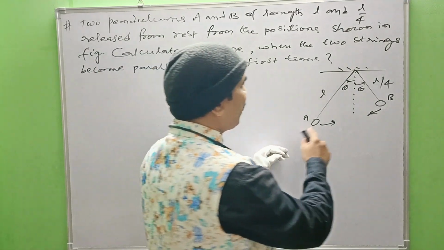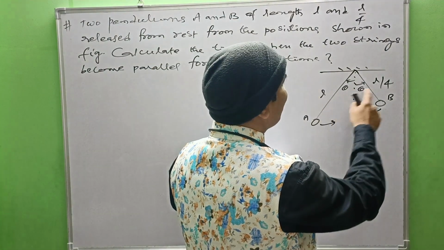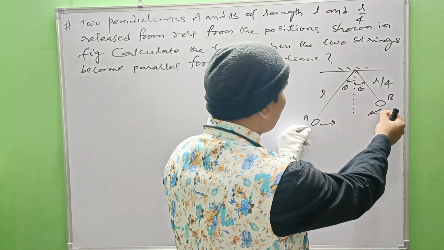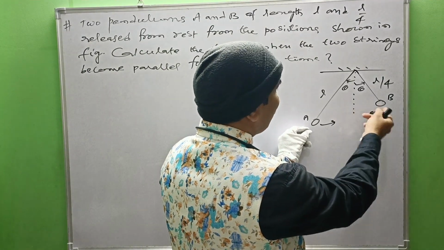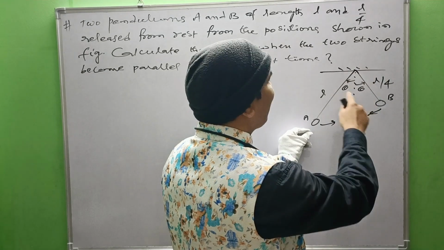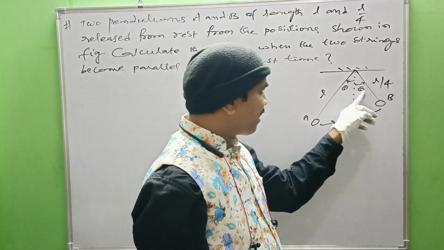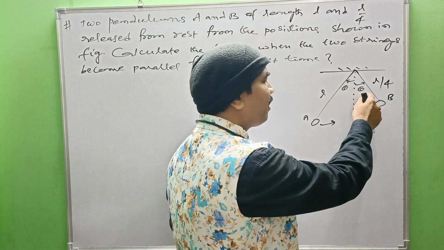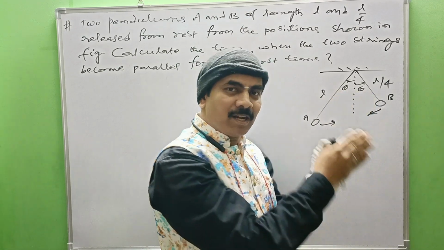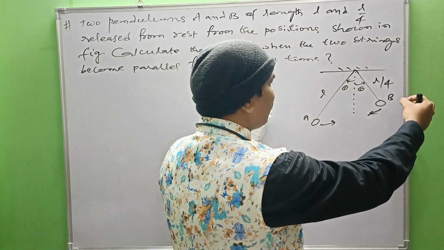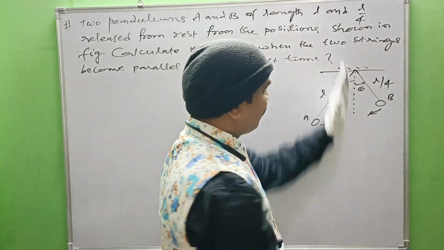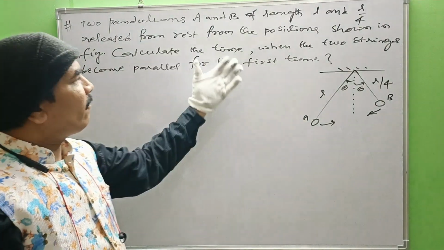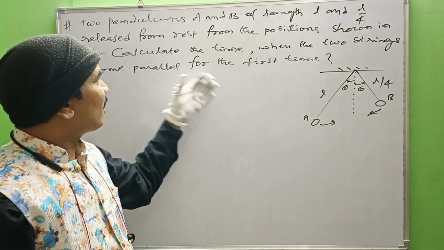See here we have two pendulums A and B of length L and L by 4. So both are released from both sides of the vertical as shown in the figure, at the same angular position. See here theta leftwards, here theta rightwards. So theta angular position remains the same, but both are released from either side of the vertical as shown in the figure, right? So calculate the time when the two strings become parallel for the first time.